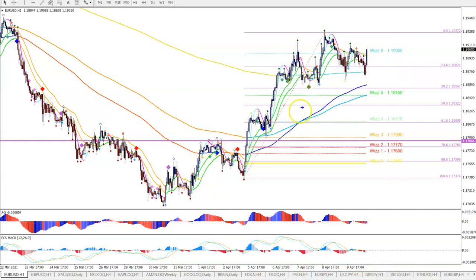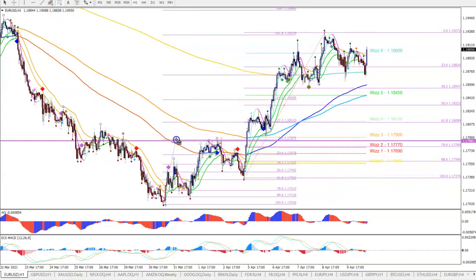So yeah, this 5-wave pattern went. Let's put the fib on the wave 1.